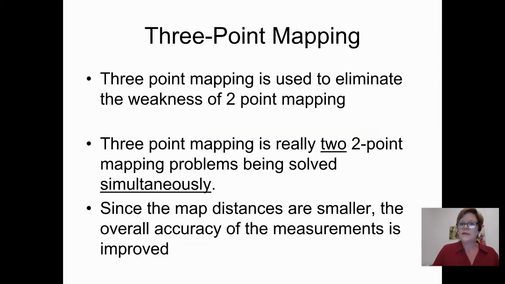And so that's why we do what's called 3-point mapping. 3-point mapping minimizes some of the inaccuracies of 2-point mapping. I wouldn't say it eliminates it completely, but it minimizes. I don't think you can eliminate. We're going to start looking at this kind of mapping in the next lecture segment. But really, 3-point mapping is 2-point mapping problems that are being solved simultaneously. So we're going to use the same logic to do 3-point mapping as what we did with 2-point mapping.